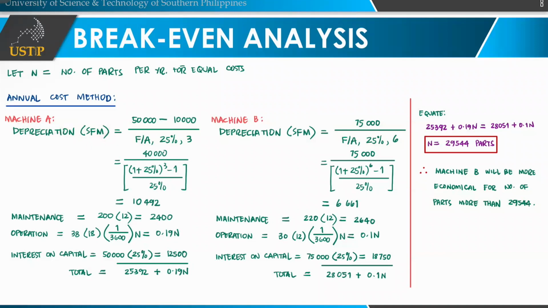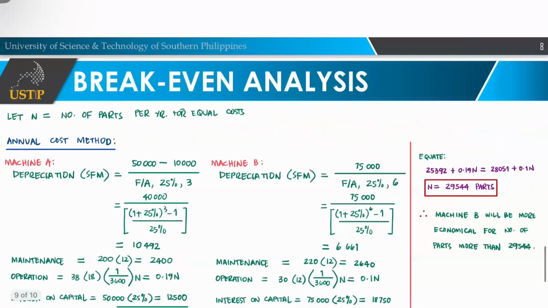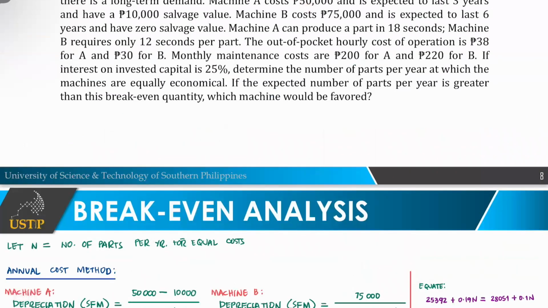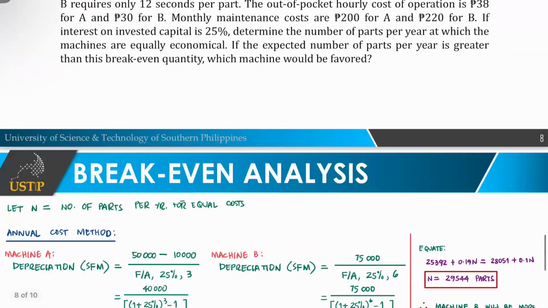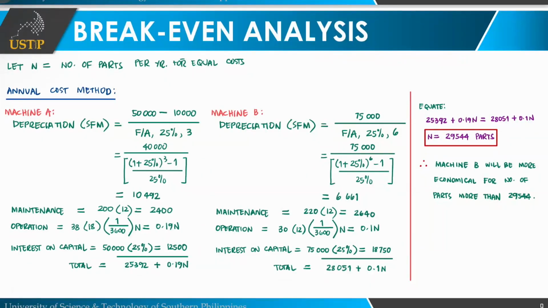If you remember the formula, we have the original cost of the machine, which is given as 50,000, and then we subtract the salvage value, all over the sinking fund factor, F given A. Please review the sinking fund method. The interest is 25%, also given in the problem, and the life is 3 years. If you compute all that, the annual depreciation is equivalent to 10,492. So this is the first cost we consider for machine A.